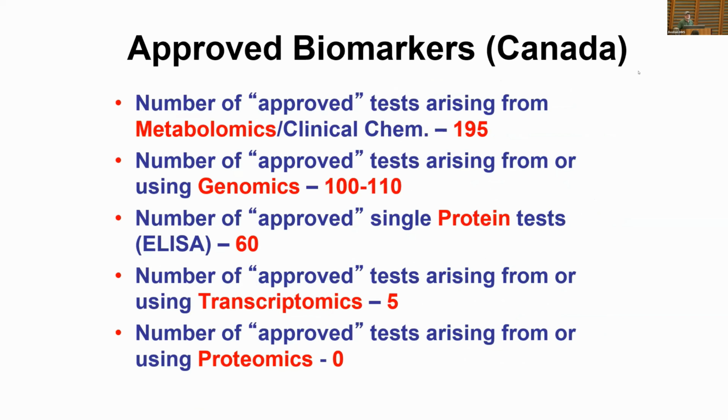Now, I'm from Canada, and so I could get data about Canadian biomarkers that are approved. In terms of clinical chemistry, approved markers in Canada, there's just under 200. We can call those metabolomic markers. In terms of the number of approved genetic tests, even though there's like 26,000, most of them are in California, there's about 110 that are standardly performed in Canada and the rest of the world. If you look at the protein tests, most of them that are approved are ELISA-based. So those are antibodies, so there's about 60. In terms of the number of approved transcriptomics markers, there's 5. And in terms of the number of tests approved using mass spec proteomics, it's 0.